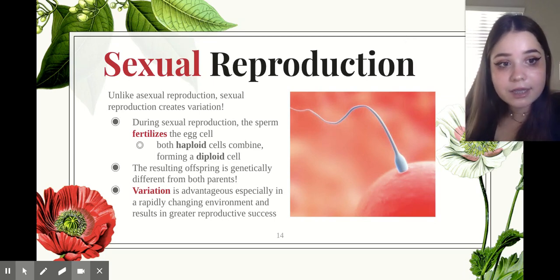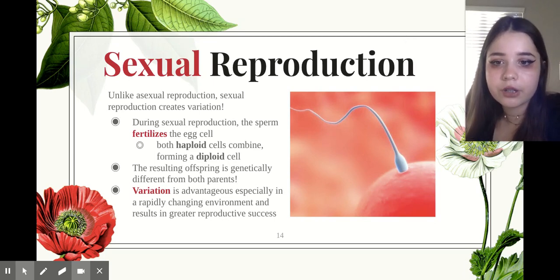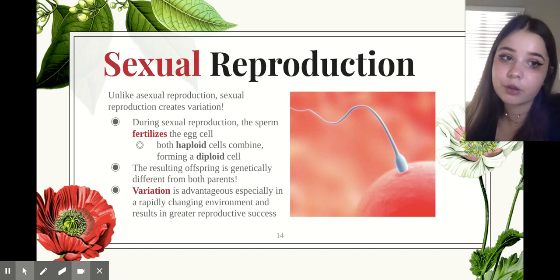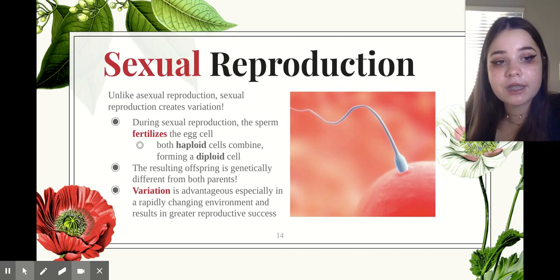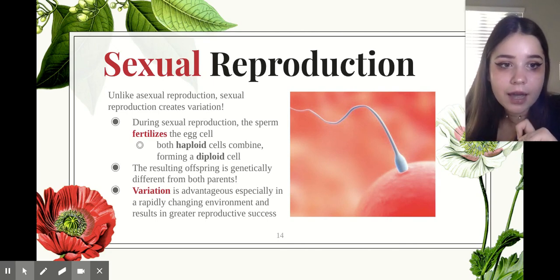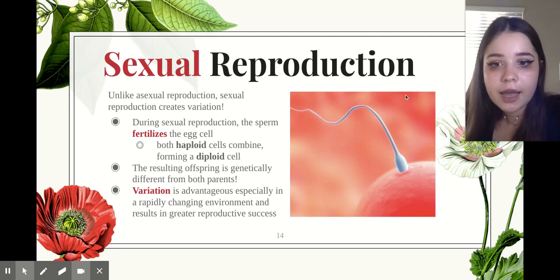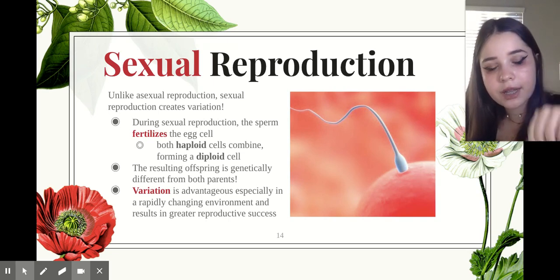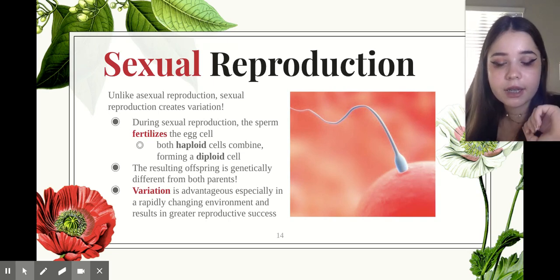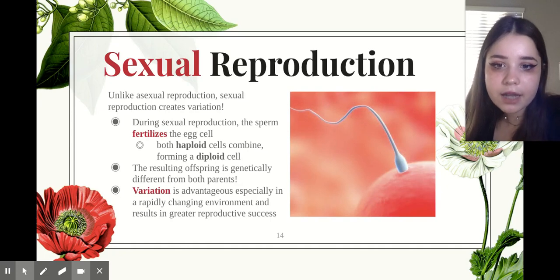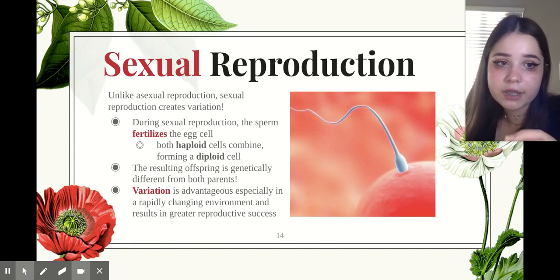Unlike asexual reproduction, sexual reproduction creates variation. So during sexual reproduction, the sperm fertilizes the egg cell. What we mean by fertilize is when the sperm comes in contact with the egg cell. See over here, this is an egg cell, and here is a little sperm. And over here, the sperm sort of injects its chromosomes, or its genetic material, into the egg cell, and both haploid cells combine.